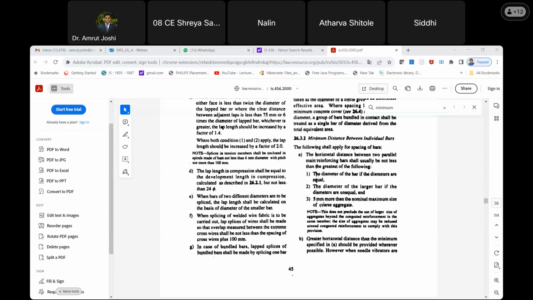We use 10 mm or 20 mm coarse aggregate. Are you with me, Shreya? Yes, sir. Yeah. So 5 mm more than the nominal maximum size of coarse aggregate. So 20 mm is the size of coarse aggregate. 20 mm ची खडी आपण वापरतो. So 20 mm plus 5, that is 25 mm.